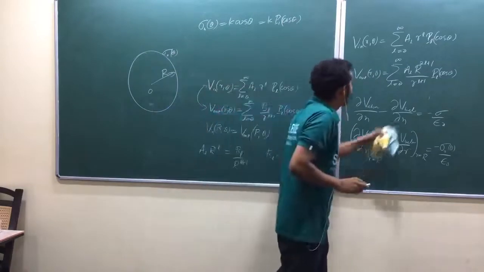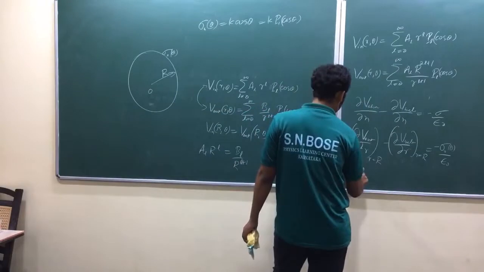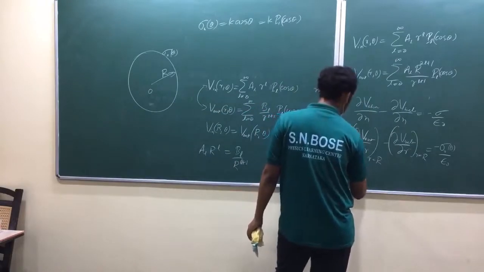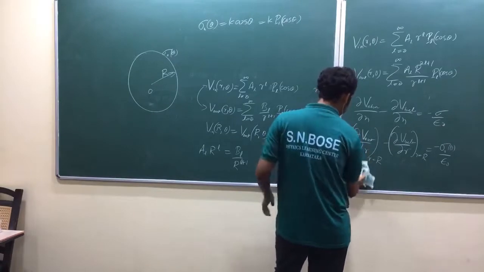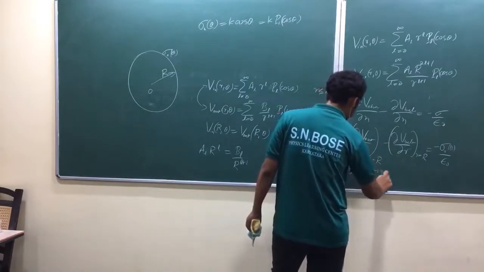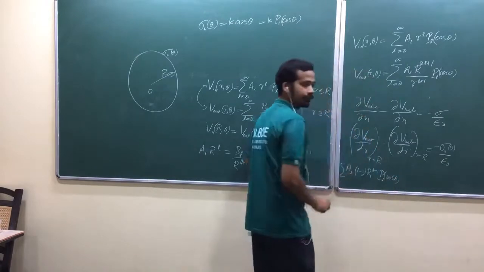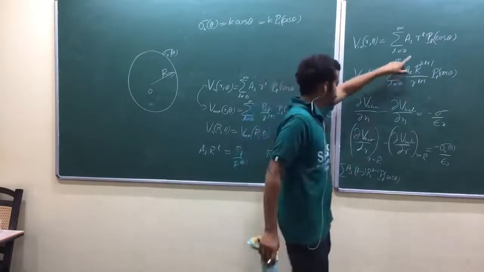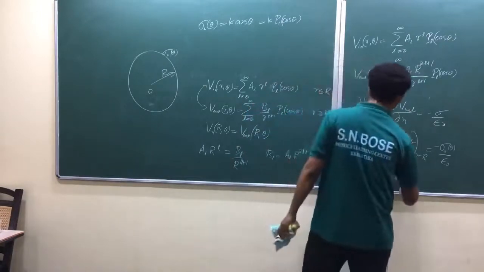Now, anyway, I have to take this derivative. What is the derivative? A_L r to the power L minus 1, L minus 1, r to the power L minus 1, P_L of cos theta. Am I right? Derivative with respect to r equal to capital R minus del V below.